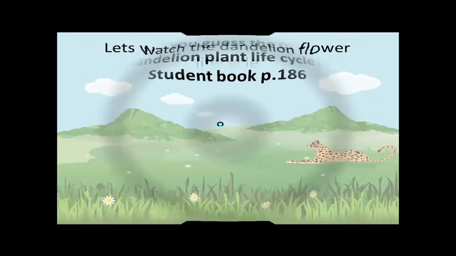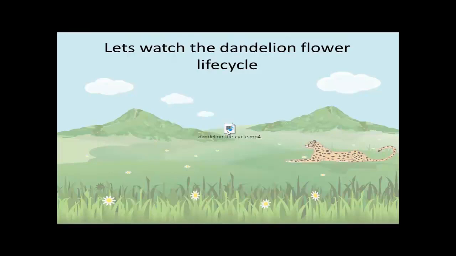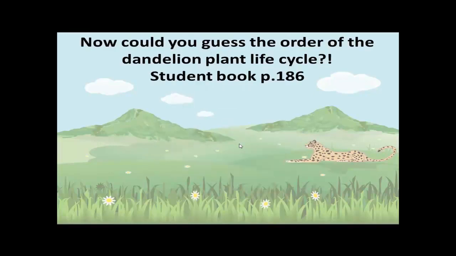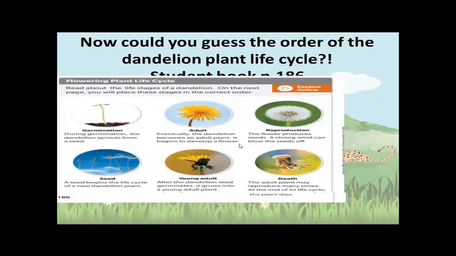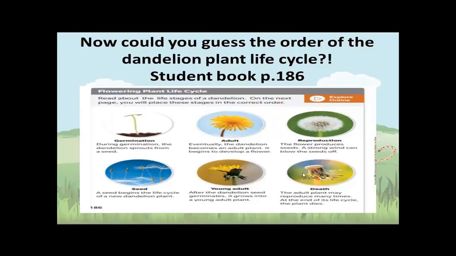Okay, and here we have the dandelion flower life cycle. You can watch it and you can find it in our book, page 186. Here we have different stages of the dandelion flower life cycle. And life cycle, by the way, is all of the stages of the life of the plant in a circle, in a cycle motion like this, in a circular shape.